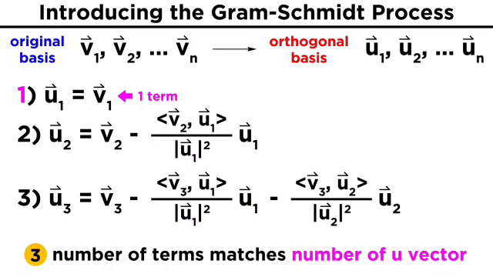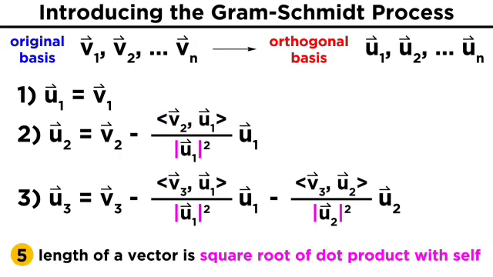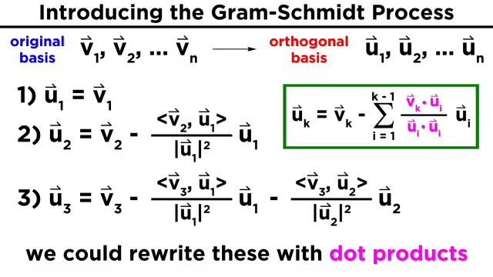Another helpful feature is that u1 has one term in its formula, u2 has two, u3 has three, and so on. For ordinary real vectors, what we mean by inner product is simply the vector dot product. And recall that the length of a vector is simply the square root of its dot product with itself. So just considering this case, we can rewrite these terms with dot products.